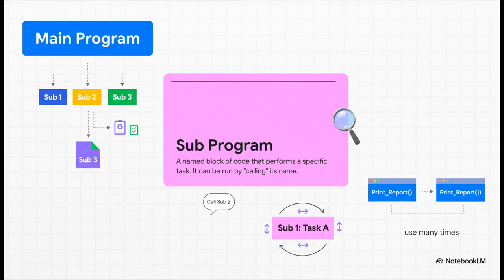So, what on earth is a subprogram? Honestly, think of it like a mini program that lives inside your main program. You give it a name, you tell it what specific job to do, and then, whenever you need that job done, you just call its name. You write the code once, and you can use it 100 times if you want. It's that simple, and it keeps everything so much cleaner and more efficient.